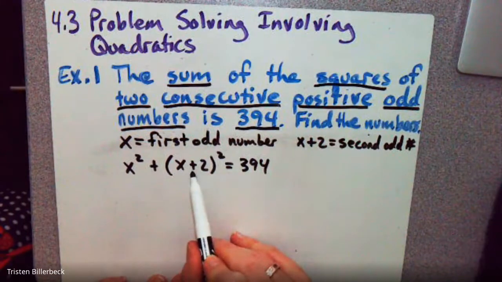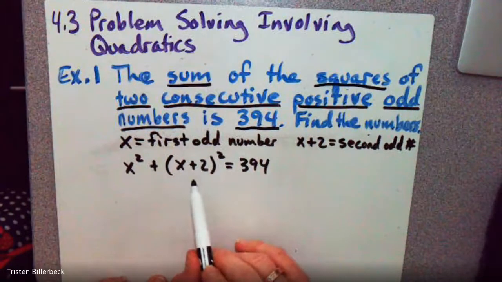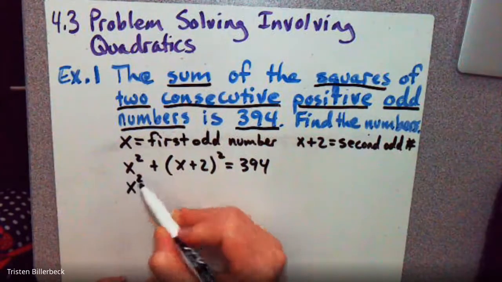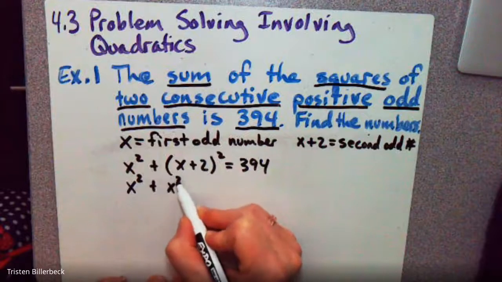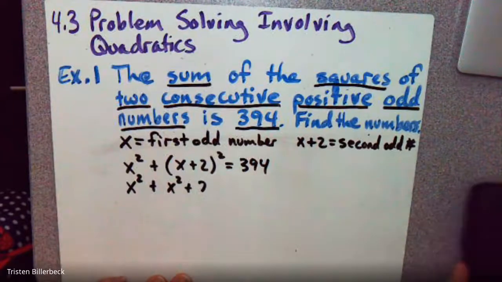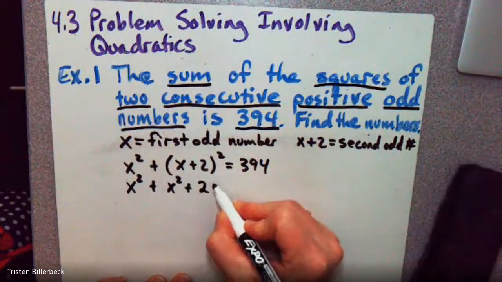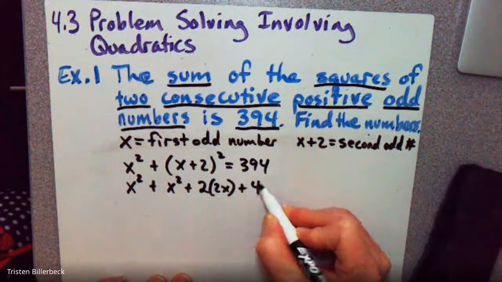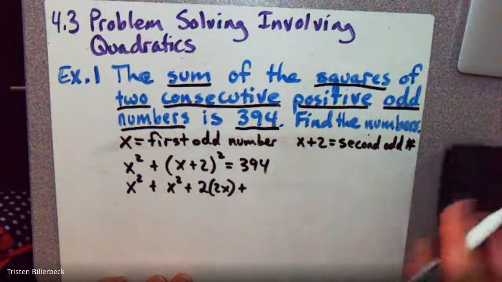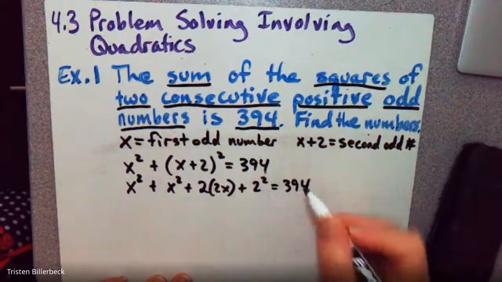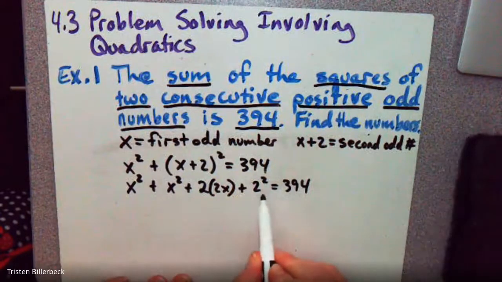So this is a perfect square trinomial. So when recognizing that, you should be able to see that that's x squared plus 2 times 2x, okay, 2 times 2x, plus 4, or 2 squared. Let's do that. Equals 394. Okay, so that's the perfect square trinomial expansion.